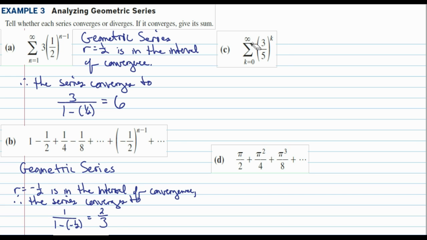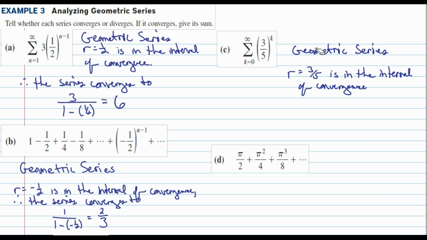Part C, we've got another summation notation here, starting out with k equals 0 this time, to infinity of 3/5 to the k. Again, this is a geometric series. Each term is going to get multiplied by a new 3/5. So r is 3/5, and that is in the interval of convergence. That's between -1 and 1.